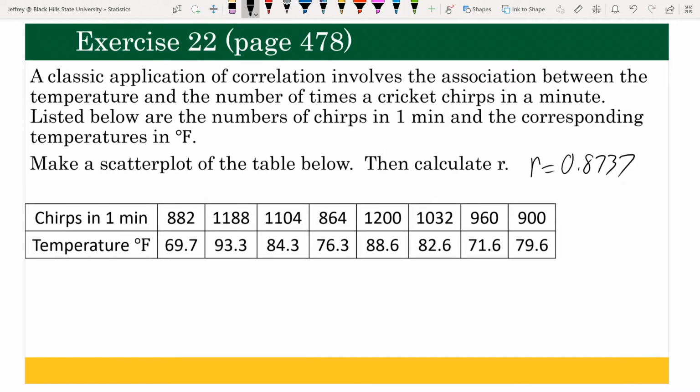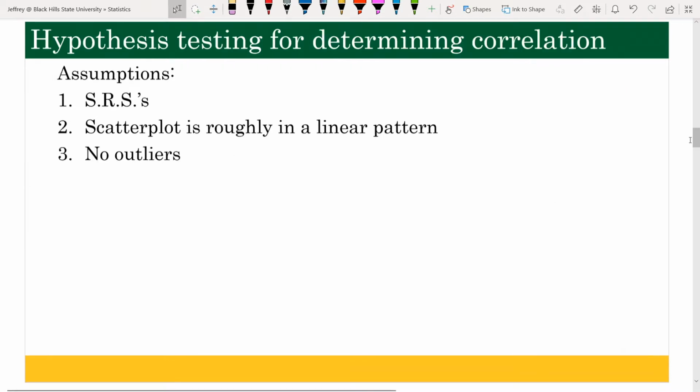So the question is, what does this R tell us? Is this close enough to 1 in a way where we could say that this is in fact a linear relationship between the chirps in a minute and the temperature? Well, in order to figure out whether or not it has a strong linear correlation, we need to basically conduct a hypothesis test.